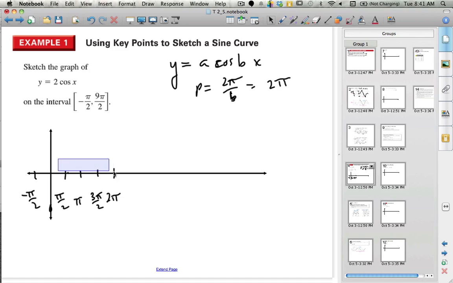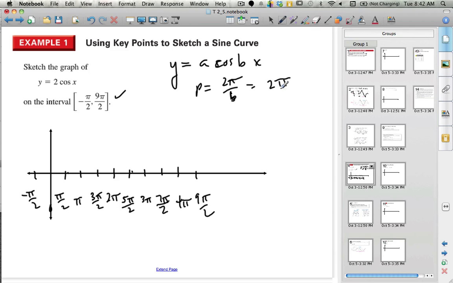So let me take my little marks here, and I'm going to duplicate them, and I'm going to move them down. And we'll label them. So this would be 3π over 2, 4π over 2, 5π over 2, 6π over 2, but that's 3π, 7π over 2, 8π over 2, that's 4π, and then I need another mark that's 9π over 2. Okay, so what I've done is I've created this interval.